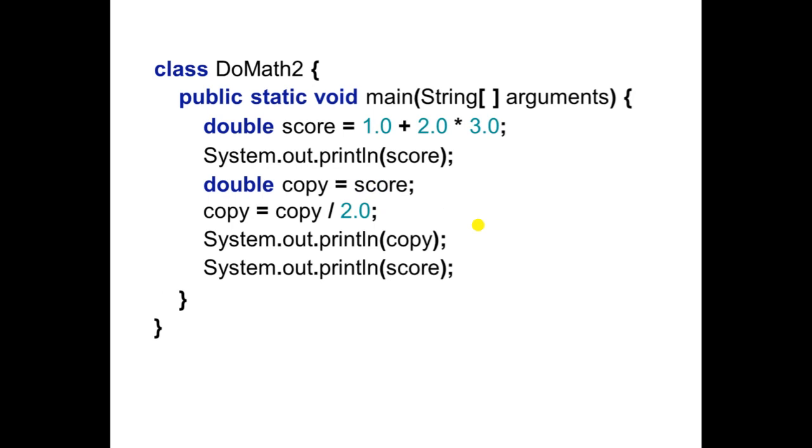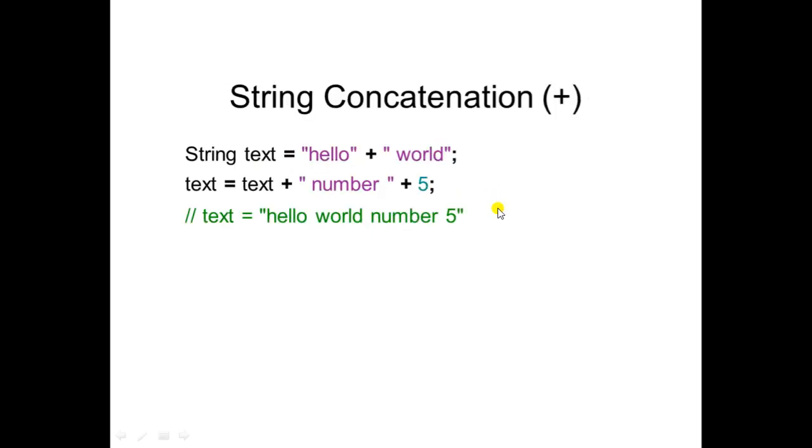Again here we will discuss one more example. The name of the class is DoMath2. Then you have written the void main function, and the statements you have written in main will get executed. The first statement creates a score. The score value you have printed on the screen. Again you have created one more variable named copy, and you have assigned the score value to the copy. So now copy contains 7.0.